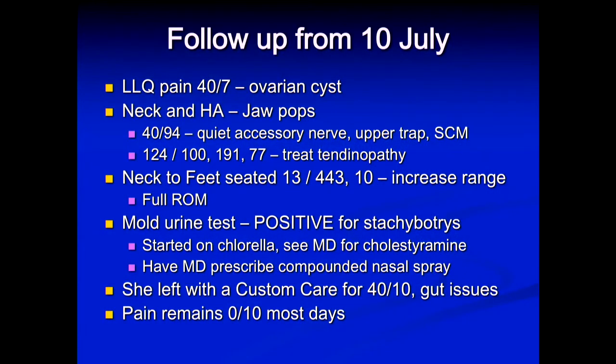We treated the abdomen again, treated the quadratus lumborum again for that scar tissue. And then that ruptured ovarian cyst was pesky, so I treated inflammation in the ovary. The neck and the headache, treated to quiet the accessory nerve, to quiet down the SCM and the upper trapezius. So there are many things you can do. This patient came from out of town, and she was the only patient I saw that day, right? Urine mold test was positive, so now we do things with her medical physician for cholestyramine and chlorella.